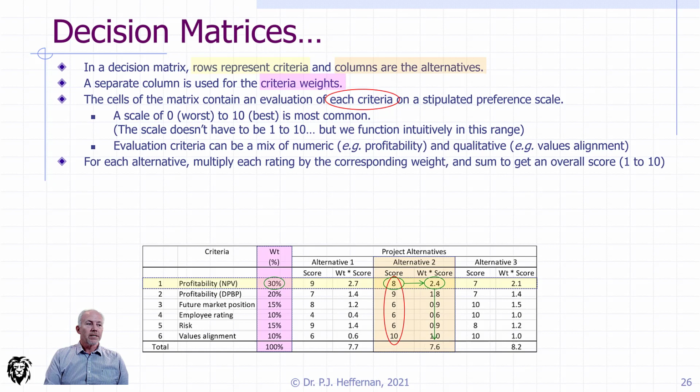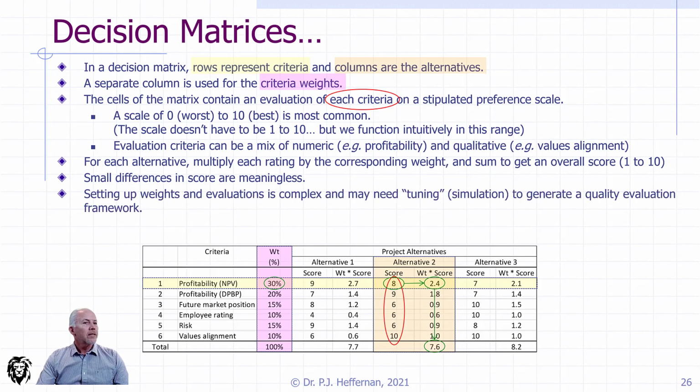For each alternative, we multiply each rating by the corresponding weight and sum to get an overall score from 1 to 10. And as we said before, we know that small differences in score are more or less meaningless and aren't going to really reflect a difference in the value proposition from one alternative to another. So setting up weights and evaluations is complex. Certainly I've used these for project assessments. I've used them for contract assessments, for acquisitions and whatnot.